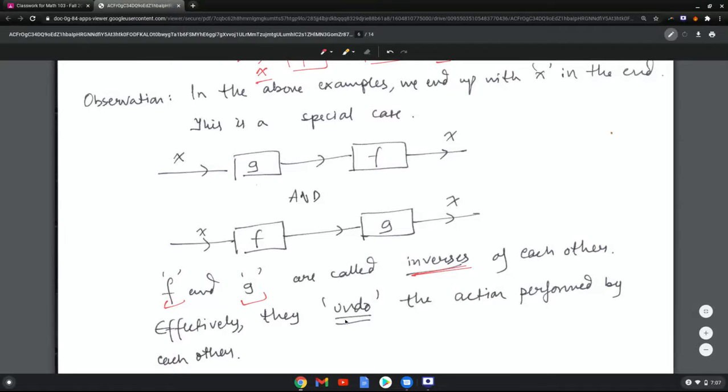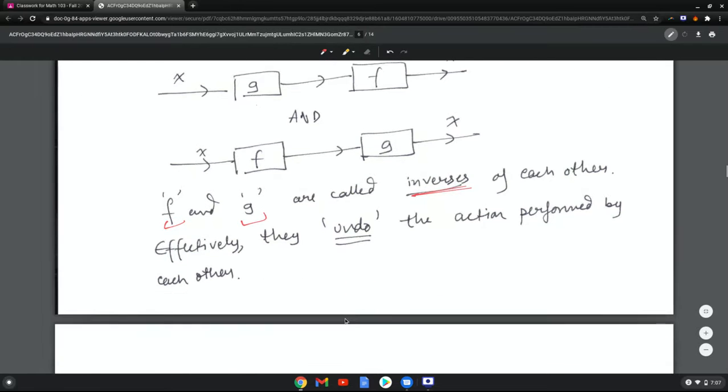Effectively, what they do is they undo each other. It's like opening a door, closing a door. Yeah, wearing socks, putting socks off. So when two things undo each other, then they are called inverses of each other.